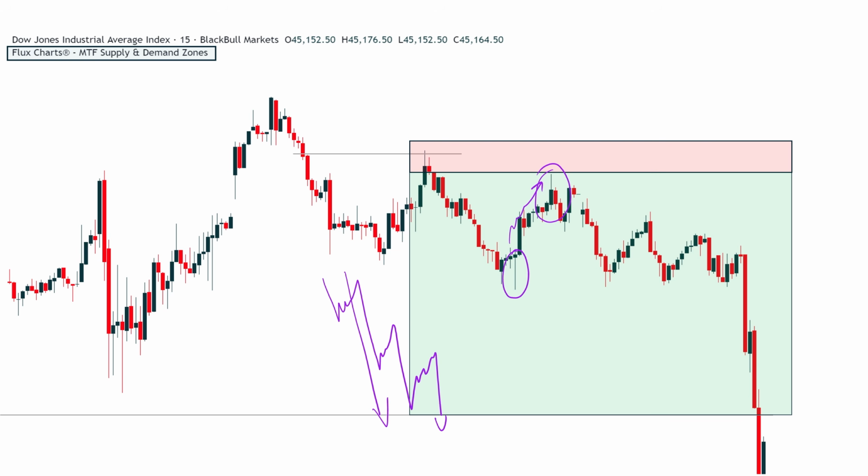Because today we are not going to talk about the settings of the indicator. We are focusing mainly on the entries.